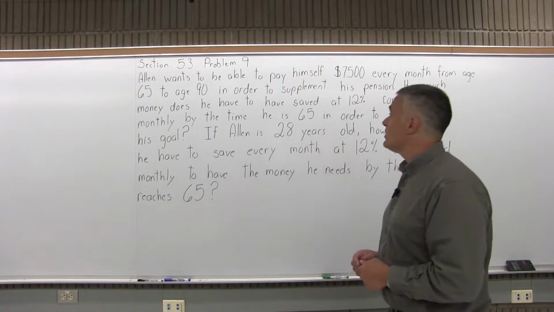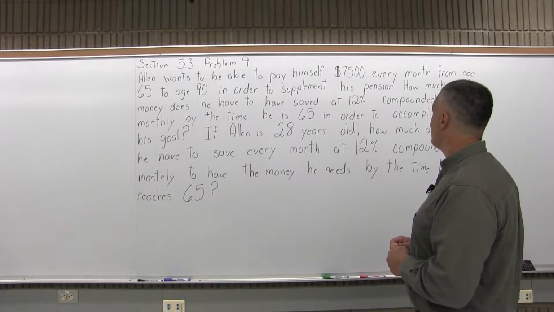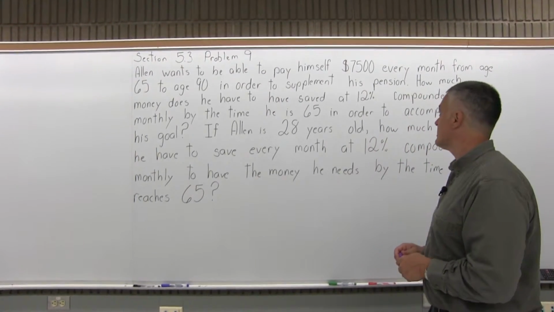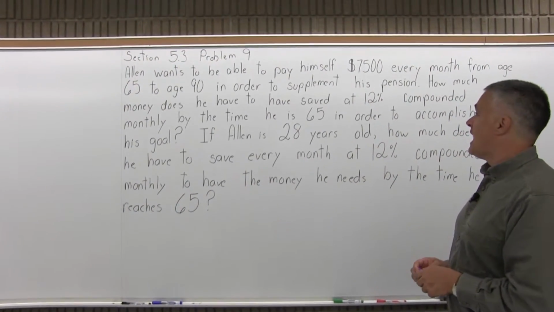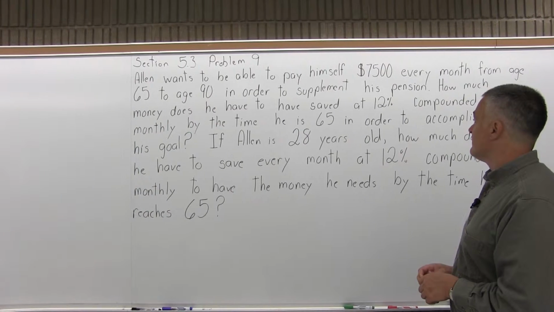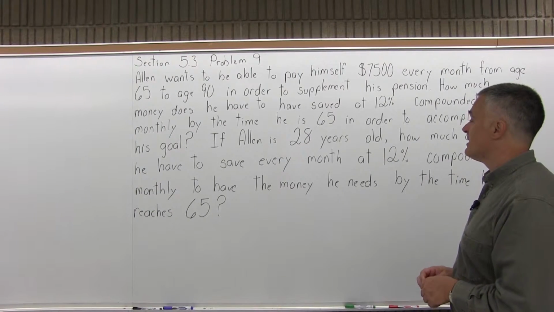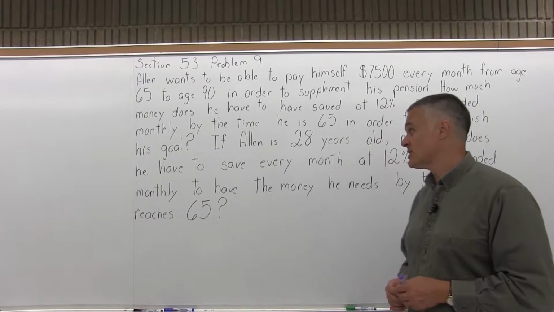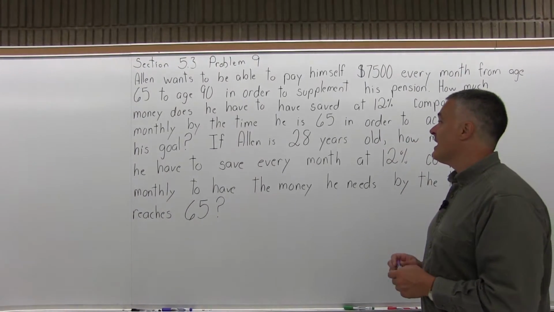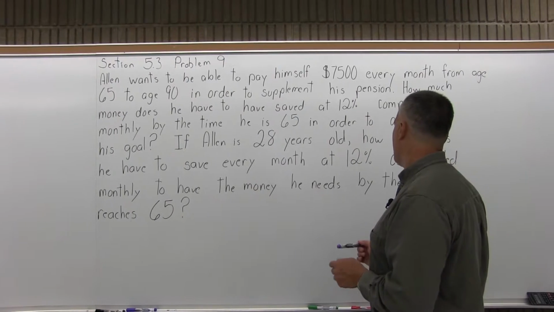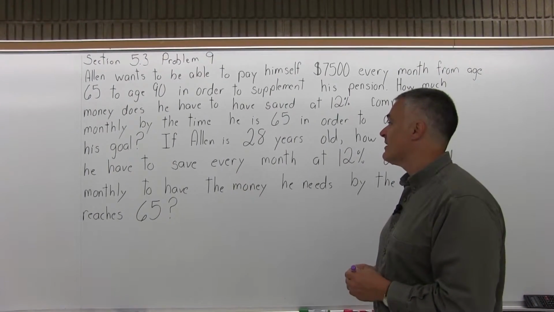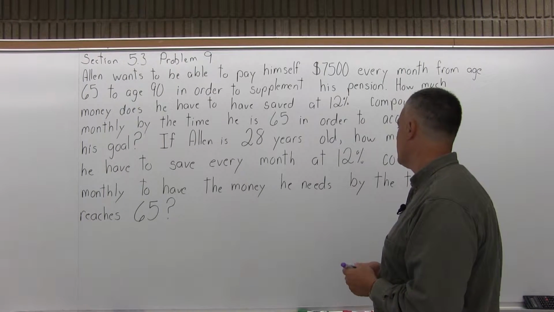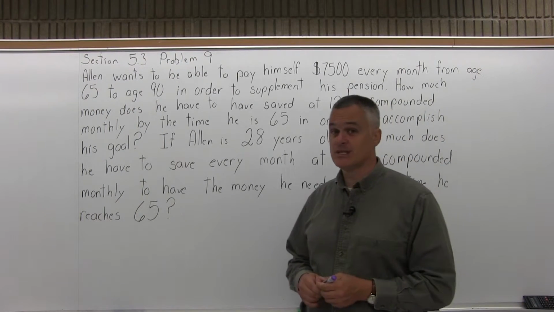It says Alan wants to be able to pay himself $7,500 every month from age 65 to age 90 in order to supplement his pension. How much money does he have to have saved at 12% compounded monthly by the time he's 65 in order to accomplish his goal? That's the first part of the question. And then the second part says, if Alan is 28 years old right now, how much does he have to save every month at 12% compounded monthly to have the money he needs by the time he reaches 65?